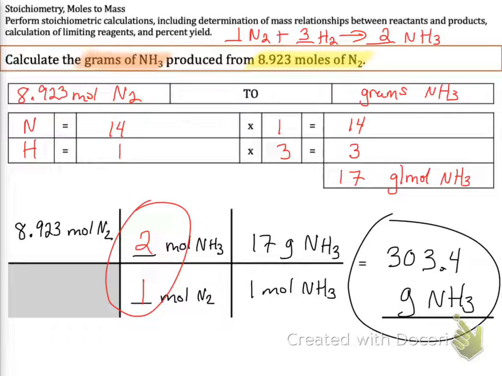Just to kind of sum up where our numbers came from, 8.923, that was given to me in the problem. The 2 and the 1, this is my mole ratio. Those numbers come from the coefficients in my balanced equation. And then 17 is my molar mass of NH3.